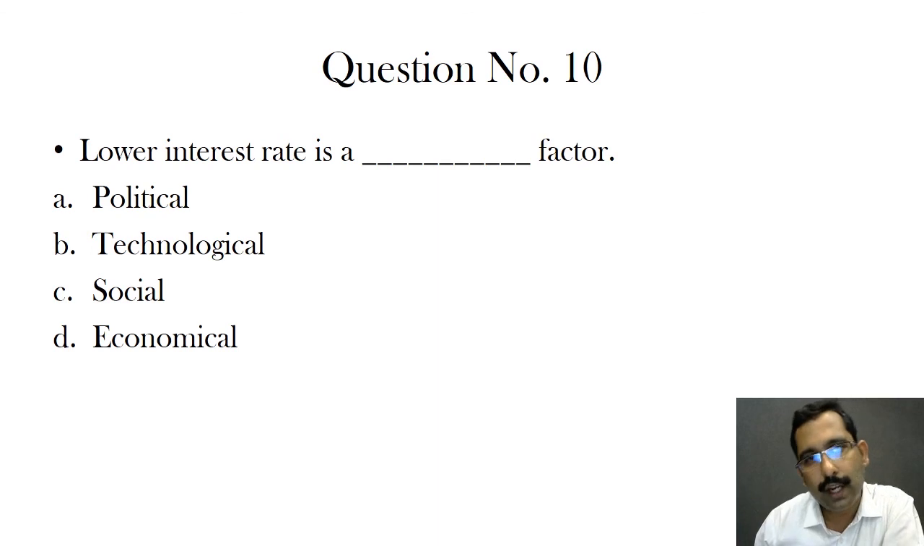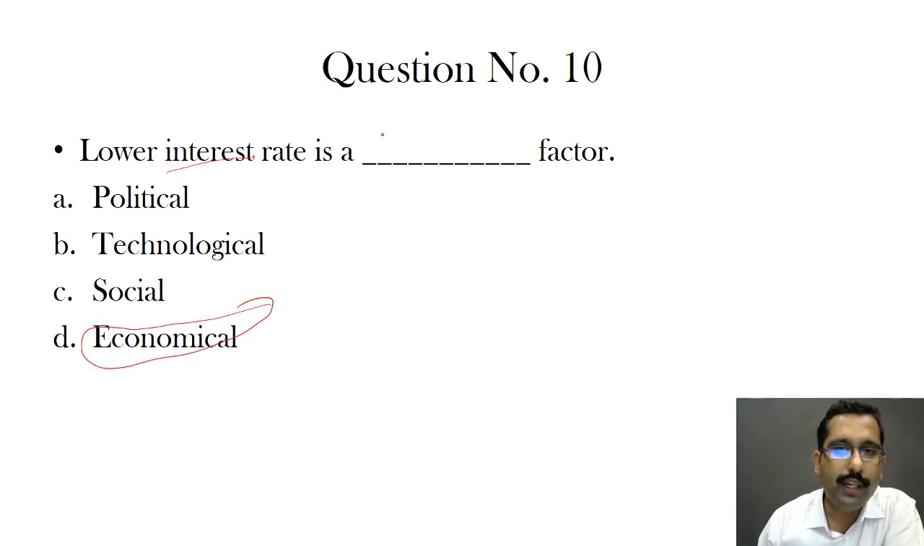Let's go on to the last one. Lower interest rate is a dash factor. Interest is generally levied on a loan, and a loan is money. Whenever we talk about something related to money, it should be economic in nature. So lower interest rate is related to the economic factor. The answer for this is option D.